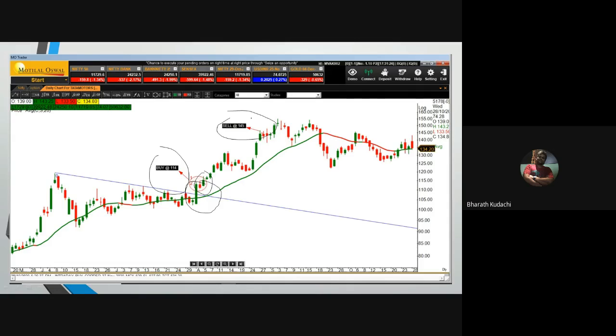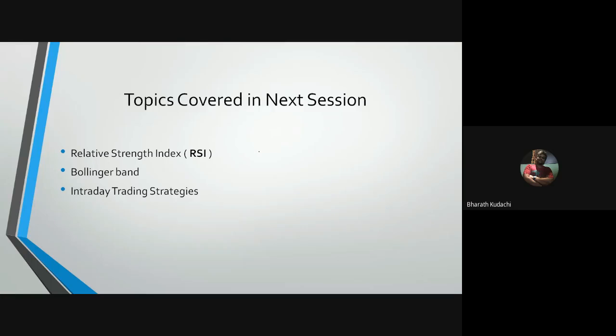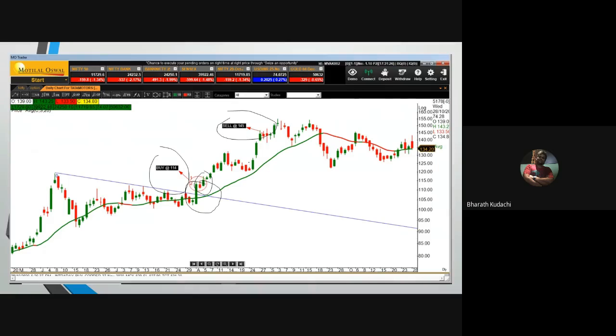So this is called a back test. Back test is where you analyze it on previous data, and not just previous data. You can analyze it on live markets also. So this was an example of swing trading.